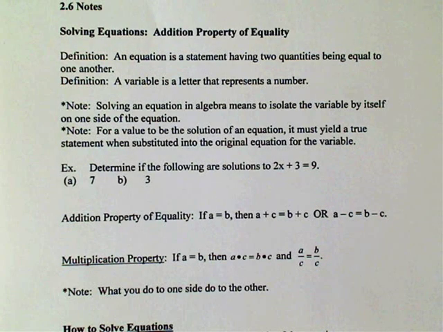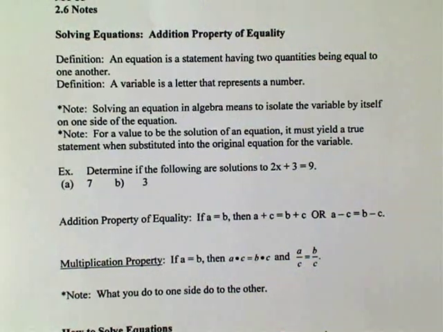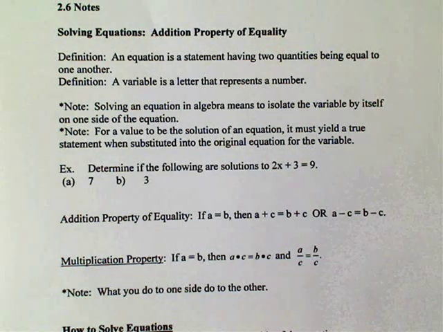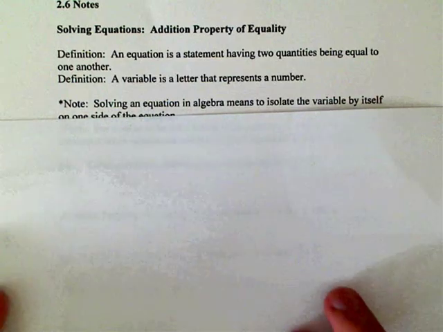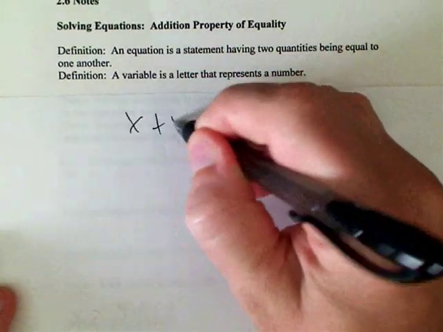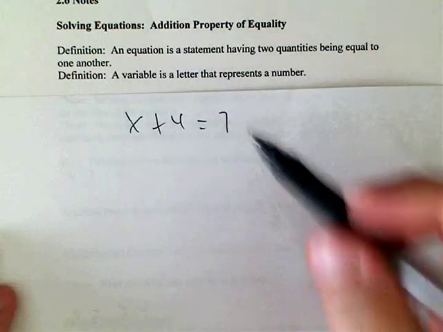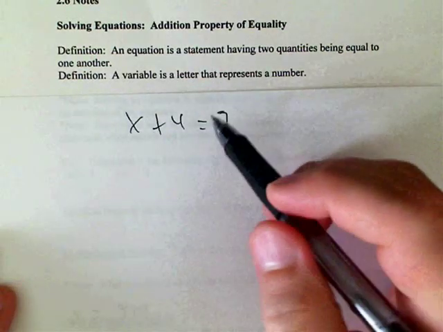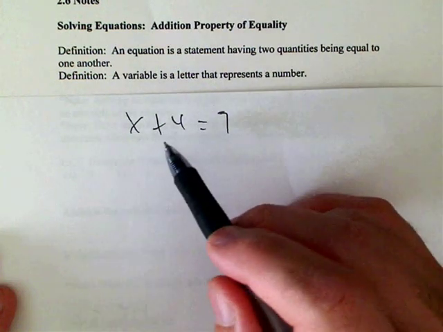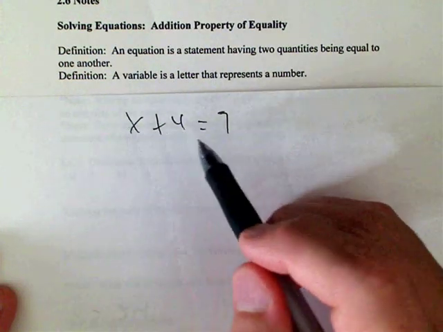Solving equations. By definition, an equation is a statement having two quantities being equal to one another, and they typically do have variables. To give you a quick example of an equation that we may solve, x plus 4 equals 7. As you can tell, it has an equals sign separating these two quantities. What this is saying is this left side is equal to this right side.